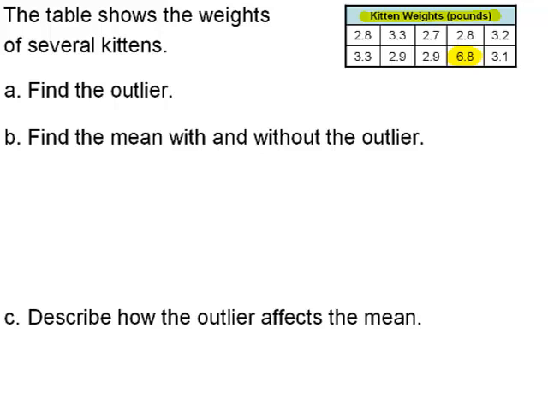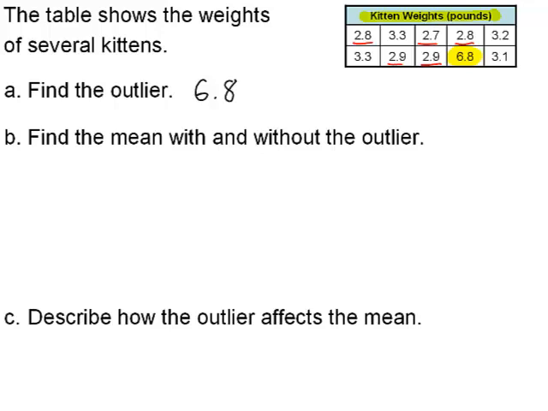Notice that the least value in the table is 2 7/10, but it's not that much less than some of the other values like 2 8/10 or 2 9/10. So 6 8/10 is definitely our outlier. Write that as our answer to part A.